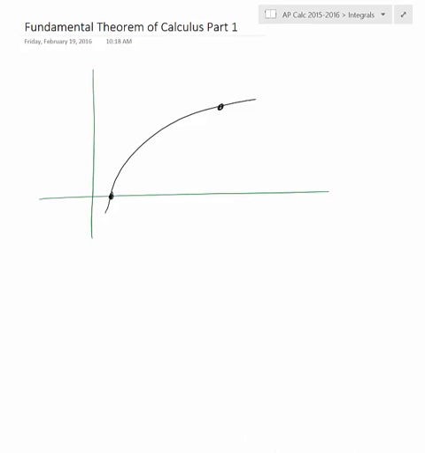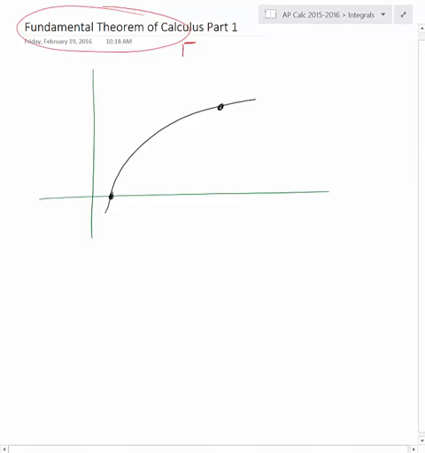Today's notes are going to be on the fundamental theorem of calculus part 1. A lot of times they abbreviate this, and you'll see it as FTC. If you're writing on the AP test, you can say FTC. There's two parts, so this is FTC part 1 today.